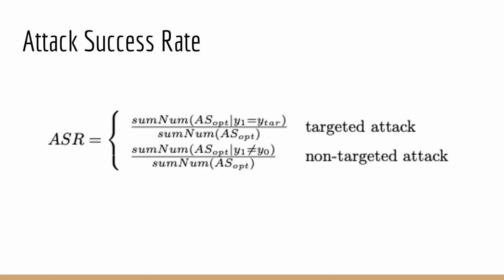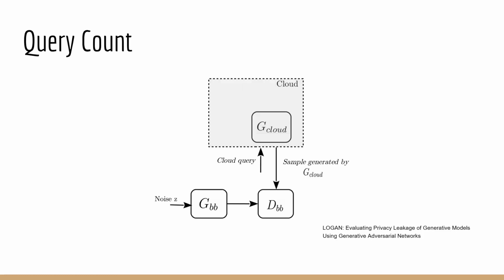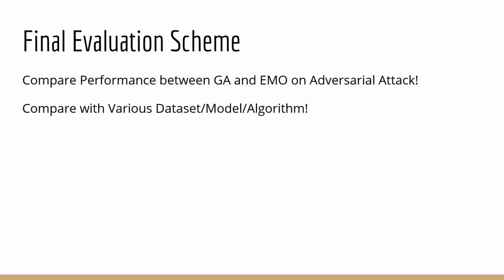Attack success rate was measured to evaluate attack probability for each model. Since we focused on black box adversarial attacks, to get samples from the model we make queries to the model. Usual adversarial attacks require an excessive number of queries for a high attack success rate. We are going to measure query count to compare the models. In conclusion, we will compare the final results by evaluating different metrics on the various datasets, models, and algorithms. This is the end of the video. Thank you for watching.